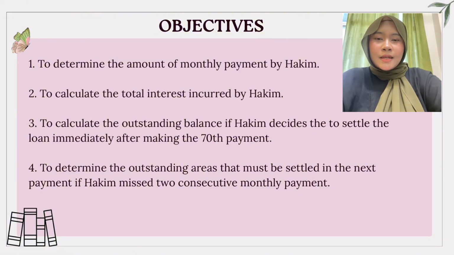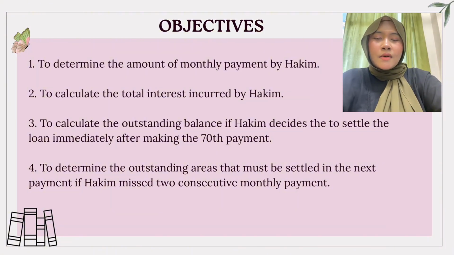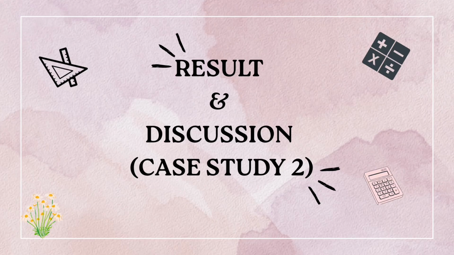Second, to calculate the total interest incurred by Hakim. Third, to calculate the outstanding balance if Hakim decides to settle the loan immediately after making the 70th payment. The last one is to determine the outstanding arrears that must be settled in the next payment if Hakim missed 2 consecutive monthly payments. Result and discussion.